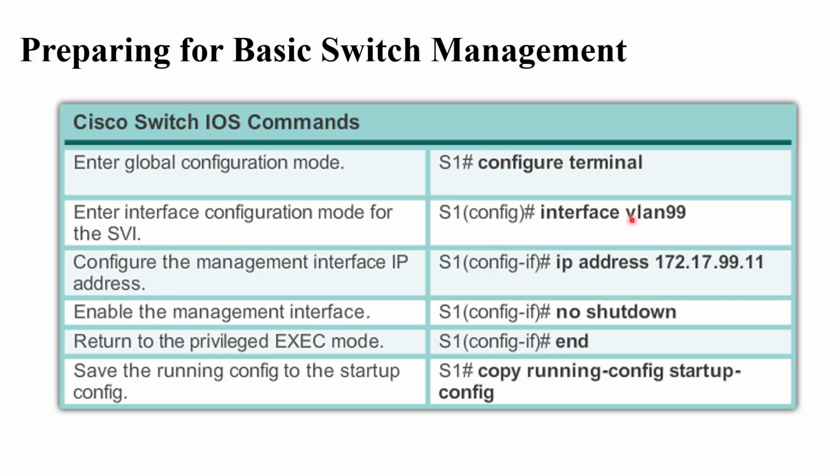Then I'm going for an interface. The name of the interface, you can say interface FastEthernet 0/0, FastEthernet 1/0, FastEthernet 2/0. You can give any name of the interface and press enter. It will take you to the specific configuration mode. So this is called the specific configuration mode.